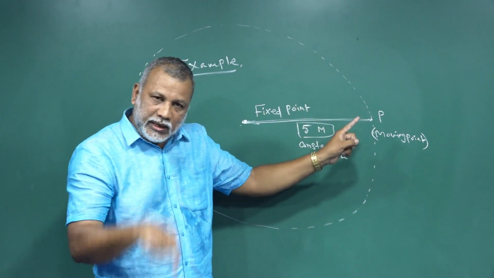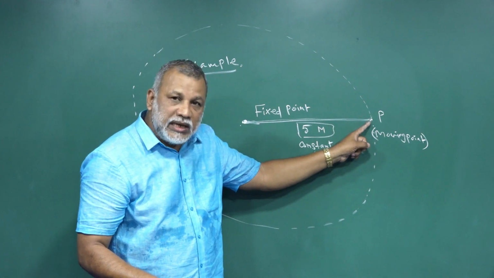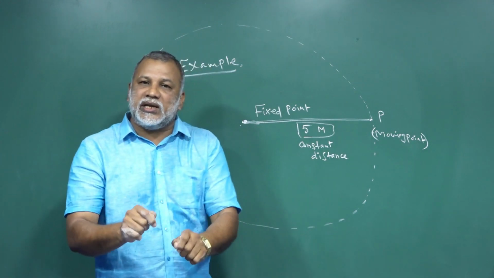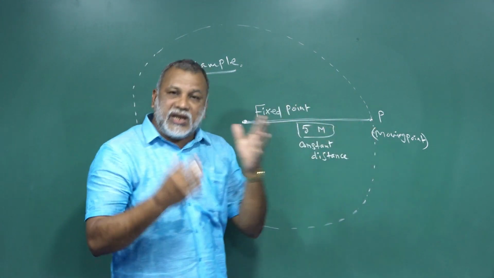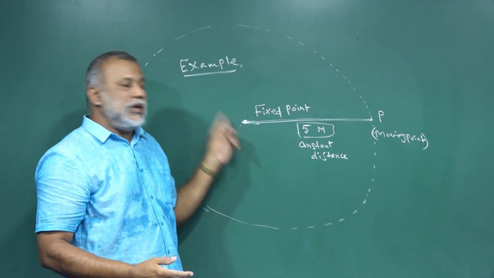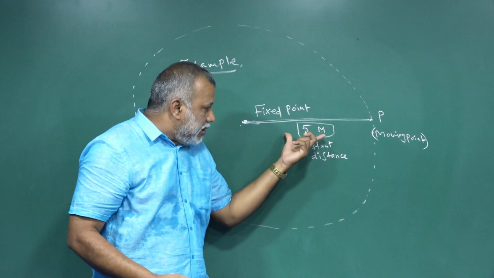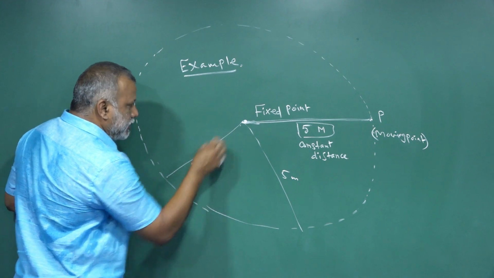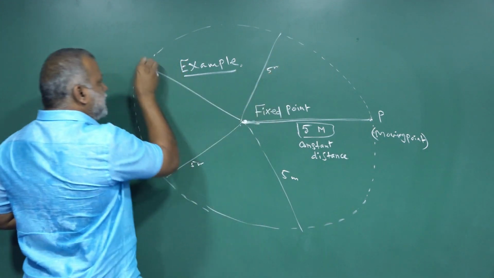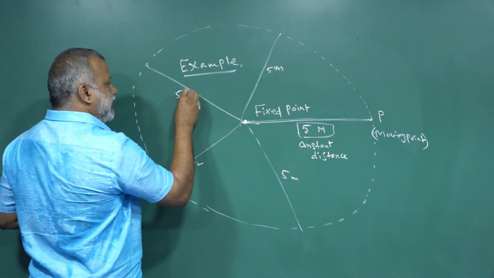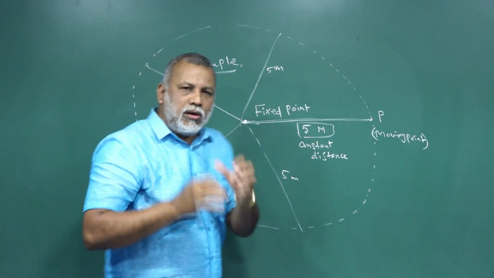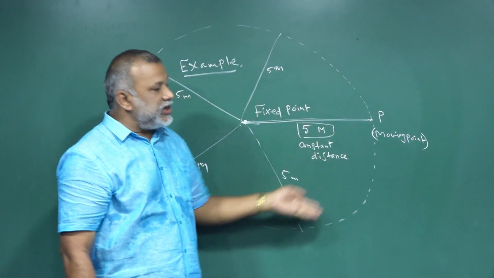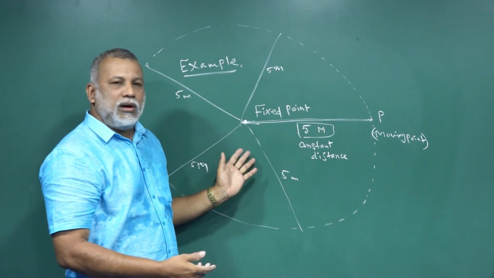So once again, read the definition. The path traced by a moving point according to a specified geometrical condition. What is the condition here? It always keeps a distance of 5 meters from this fixed point. This is the fixed point. This is the moving point. Here also 5 meters, here also 5 meters. Wherever you go, you get this 5 meter distance, always the same distance from this fixed point. So now we are getting a diagrammatic explanation. This is called locus.